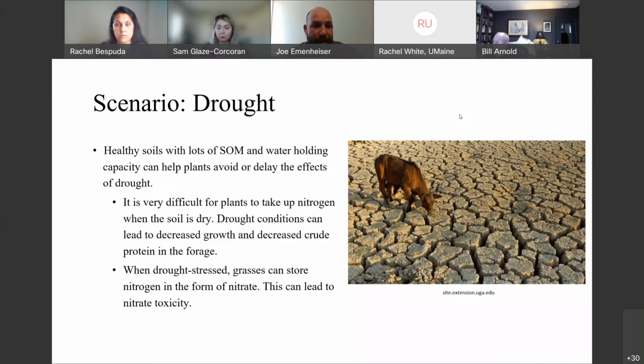And soil organic matter is a key element of providing some resilience against drought. Sam, you want to pick up on that?